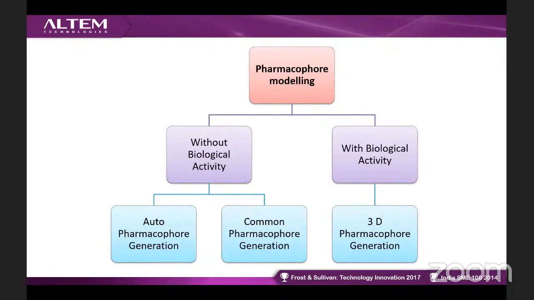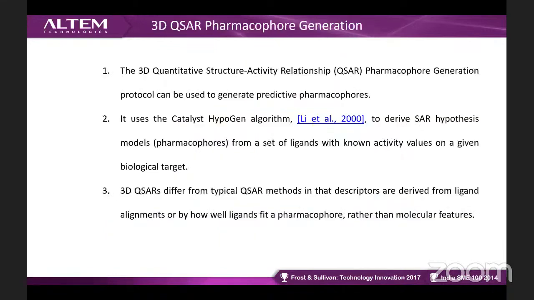In the pharmacophore modeling, if you know the biological activity value, that's why I told you, if you know the biological activity value, you can go for 3D QSAR pharmacophore. If you don't know the biological activity value, you can go for auto pharmacophore generation or common feature pharmacophore generation. So let me describe, because anything you want to predict quantitatively is more important for an analysis. So that's why I just picked only 3D QSAR.